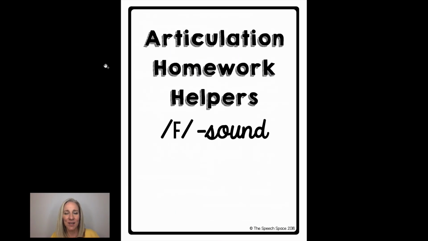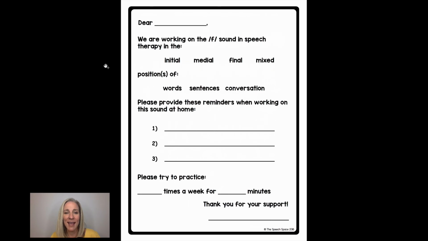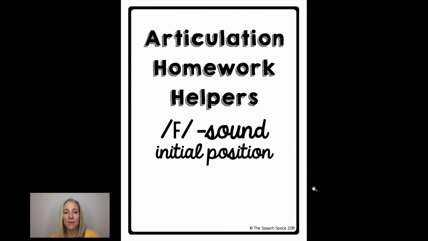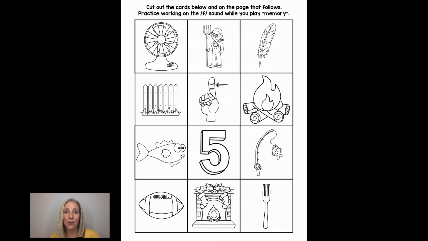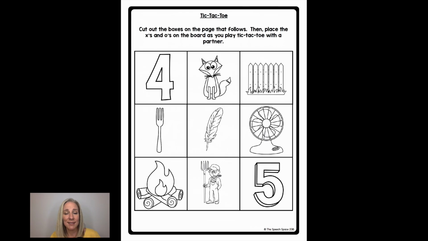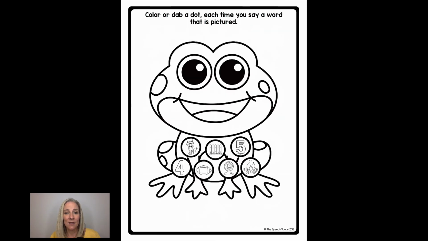Okay, so the last resource that I wanted to share with you actually is not made for teletherapy, but it is really great for students who are being seen through teletherapy, because you can send this home to their parents and continue working on their goals at home. So this is a sample of the articulation homework helpers for the F sound, and there is a parent letter in the beginning, so you can tell them a little bit more about the goals. And then these are just some really super simple, no prep games and activities that your students can work on at home. So this one is an example of a memory game. Got tic-tac-toe and the color and say.